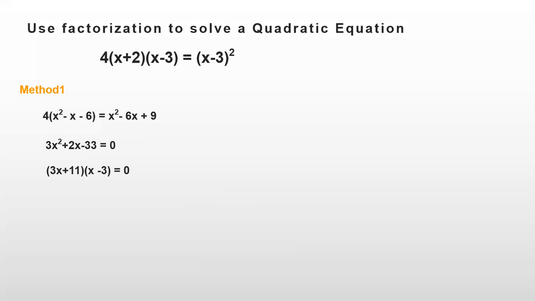And if you use FOIL on this, (3x + 11) times (x - 3), you realize that indeed this does lead to 3x squared + 2x - 33. Well, how does this happen exactly?